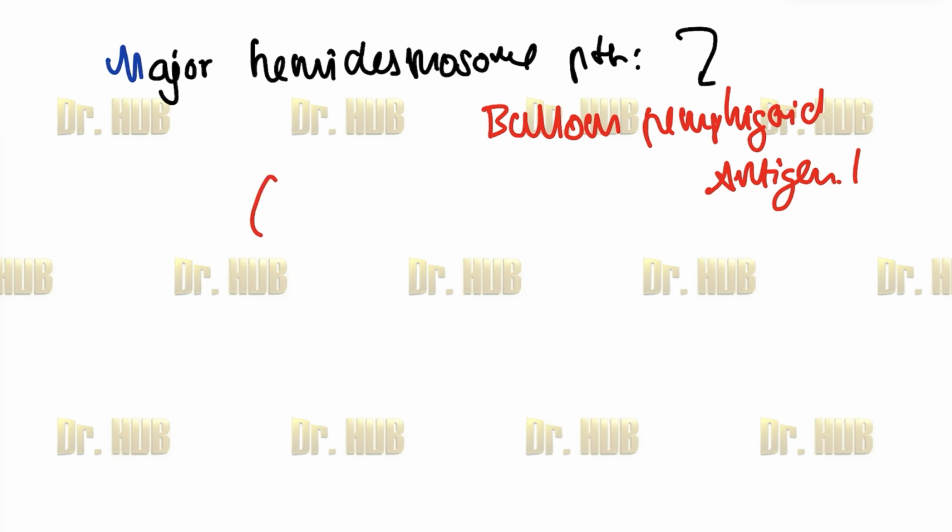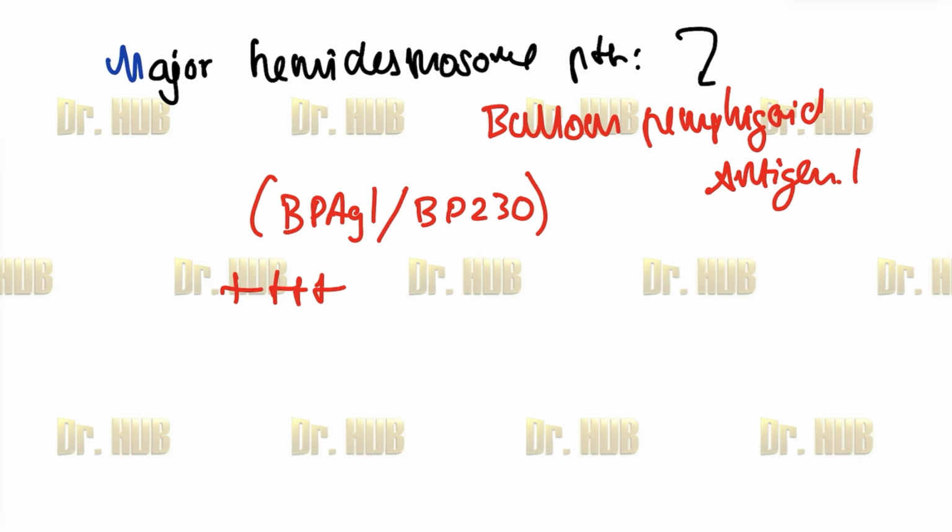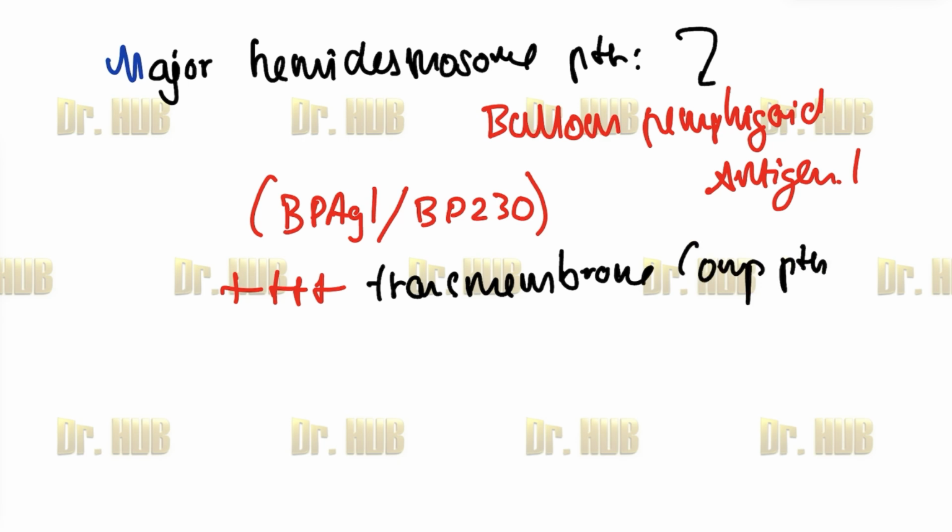It is known as BPAG1 and also BP230. These are the two major hemidesmosome proteins, and this attaches to a transmembrane component protein, which is BPAG2, below.